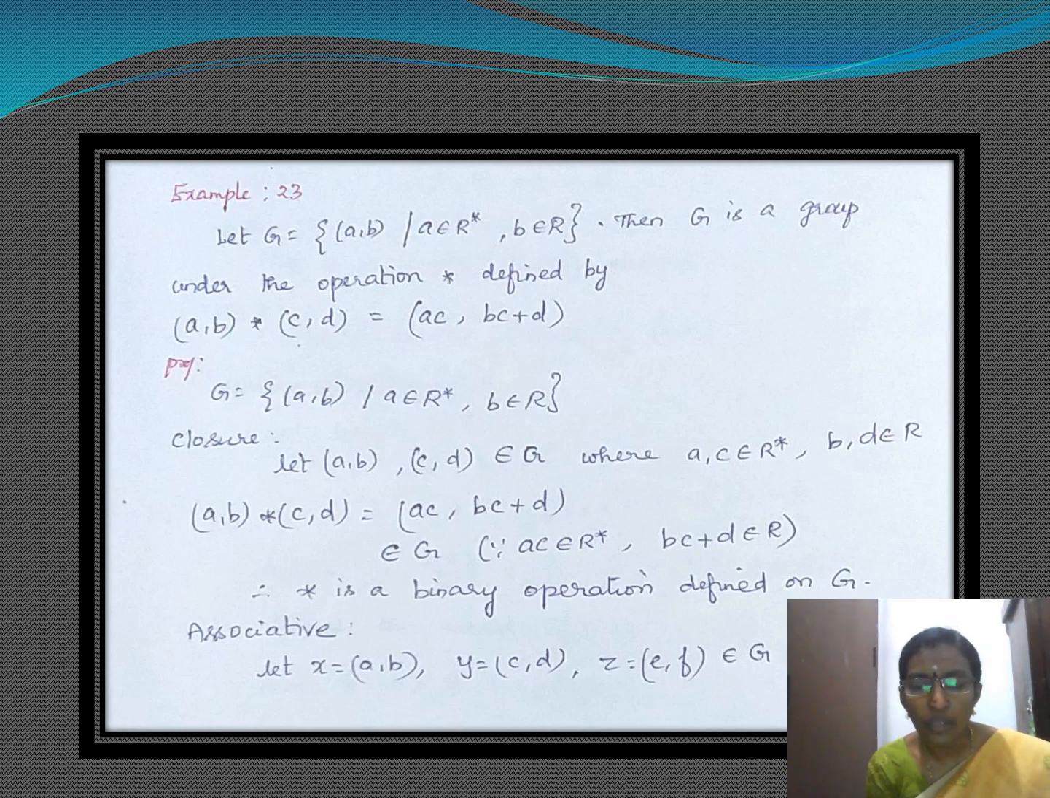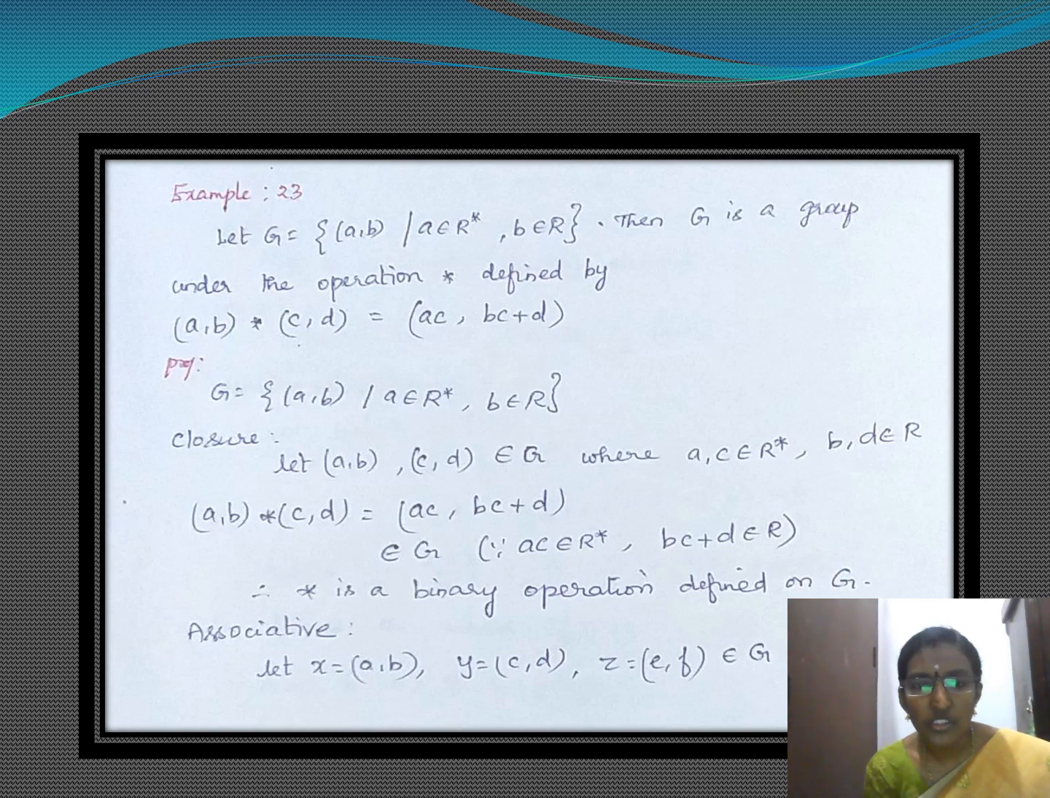Let me start from the closure property. For this, we have to choose two elements (a, b) and (c, d). Here both elements a, c belong to R star, b, d belong to R. Then we apply the binary operation: (a, b) star (c, d) equal to (ac, bc + d). These elements also belong to G because the first element ac belongs to R star, and the second element bc + d belongs to R. Therefore, the newly defined star becomes a binary operation on G.